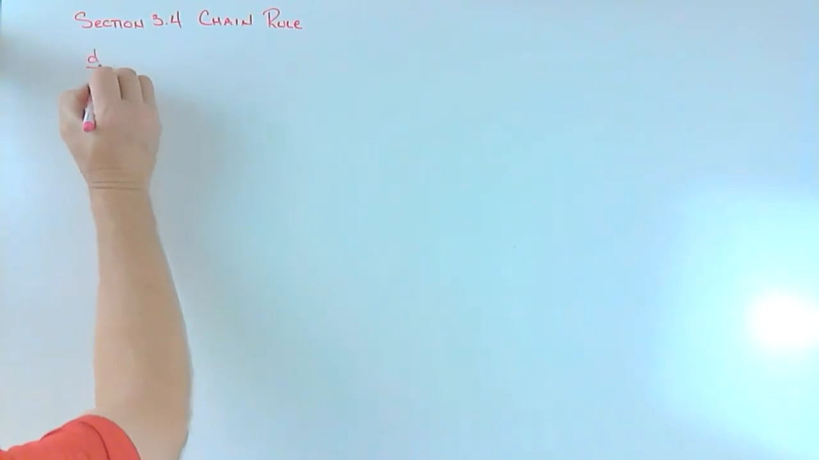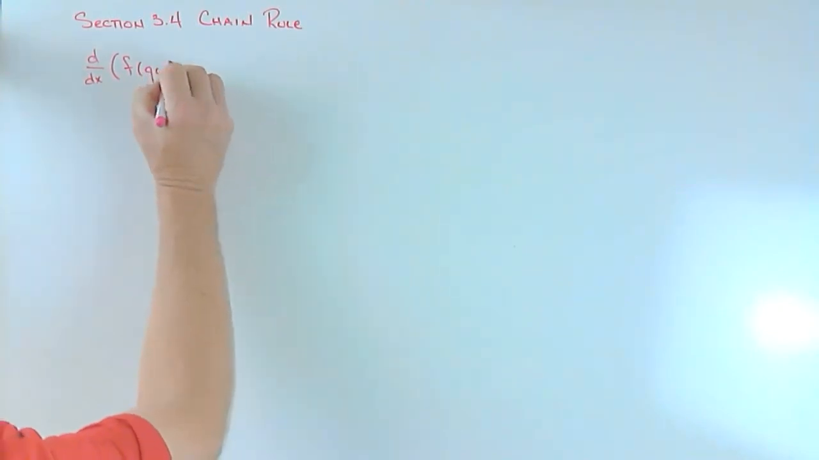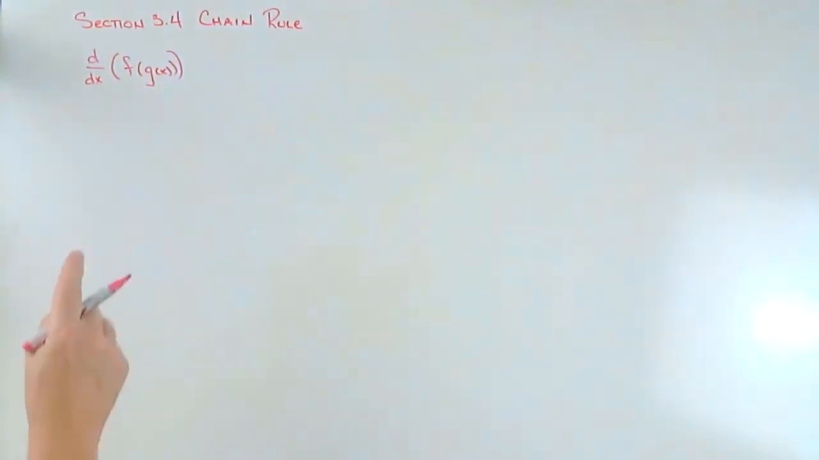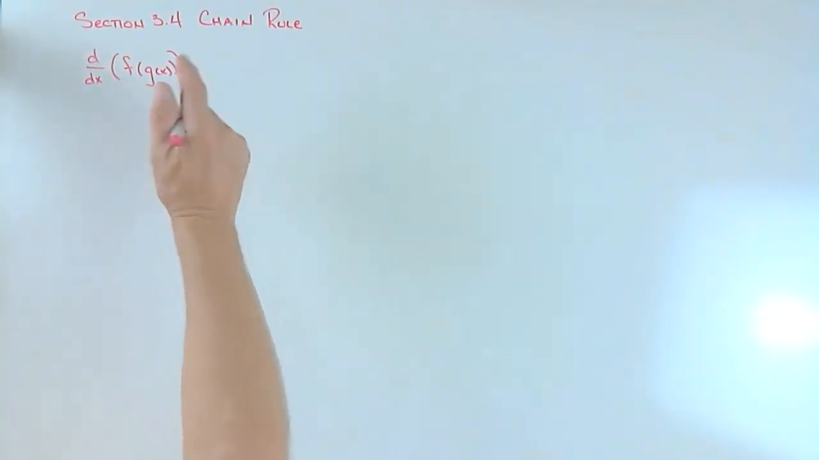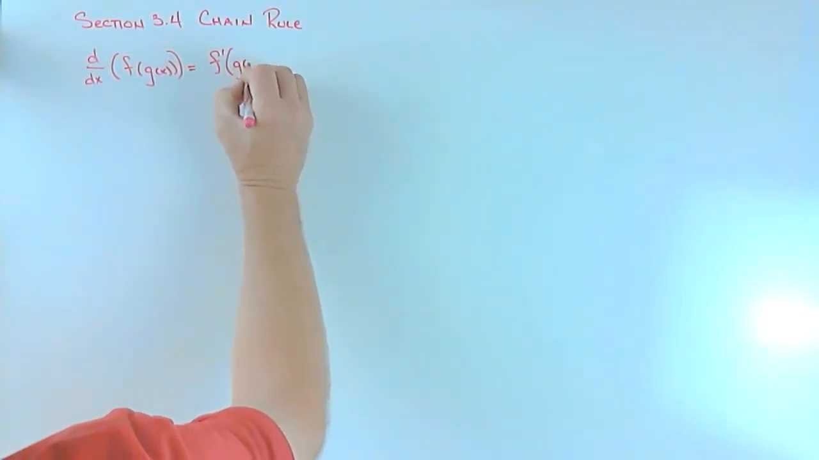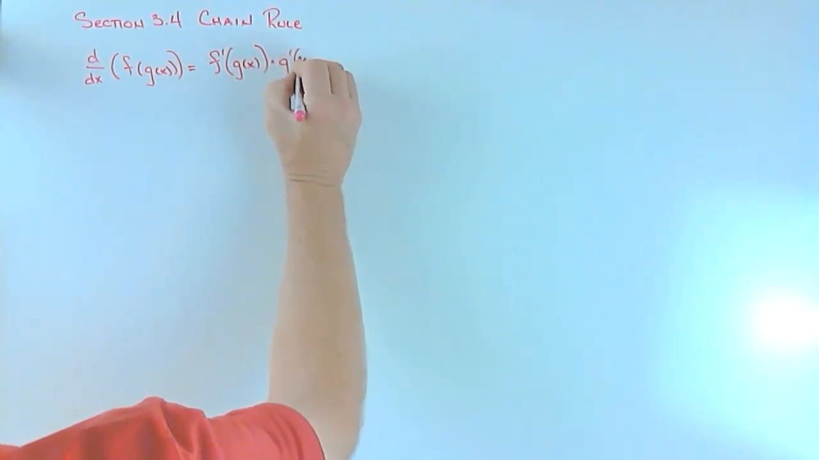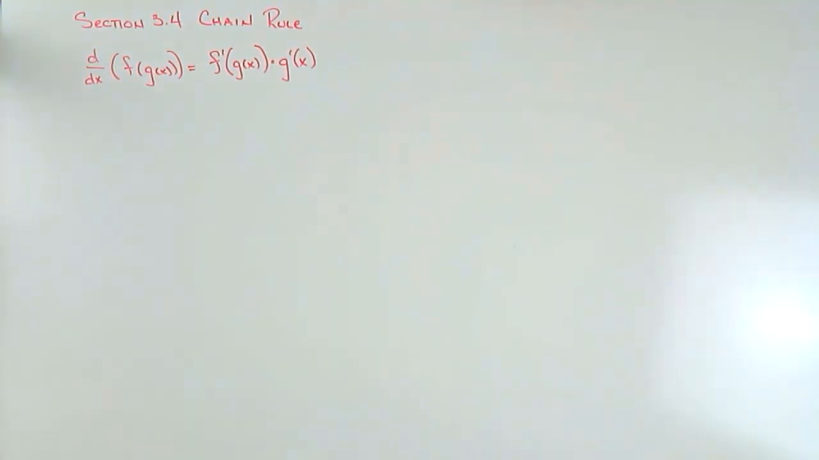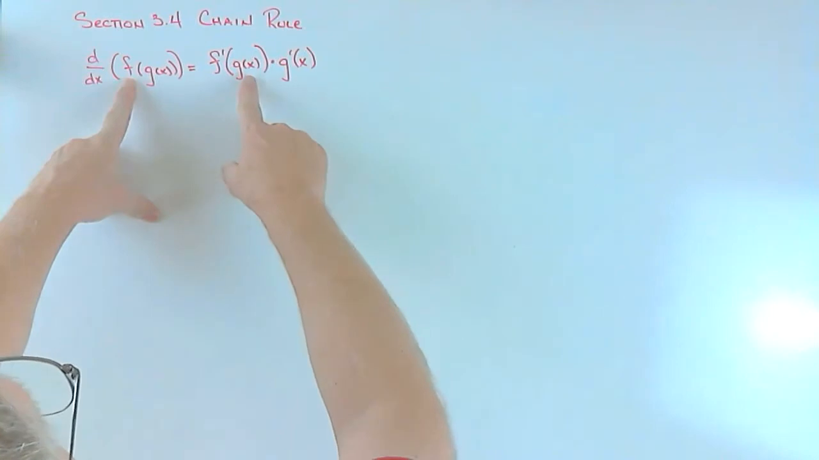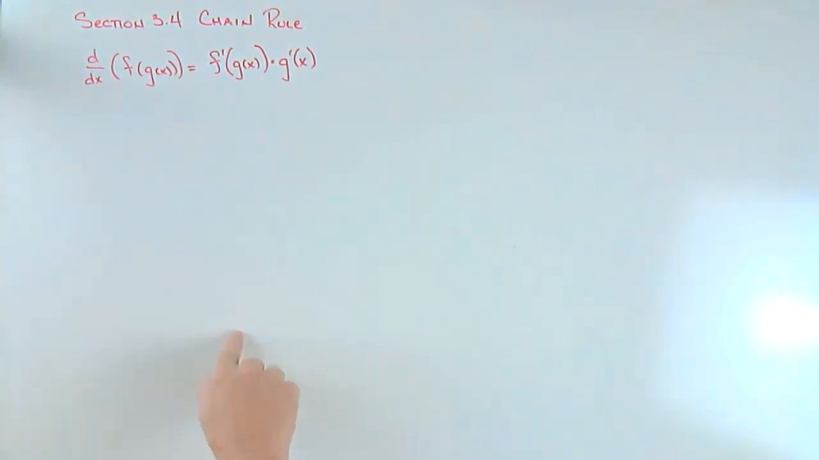The chain rule says if you're taking the derivative of a composition of two functions, we have the derivative of f of g of x. The chain rule says that you're going to take the derivative of f evaluated at g of x times the derivative of g of x. Now, in more common vernacular, we're going to say we take the derivative of the outside function evaluated at the inside function times the derivative of the inside function.